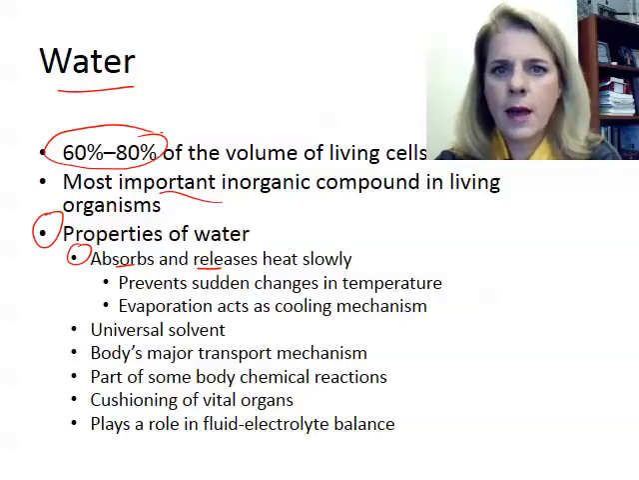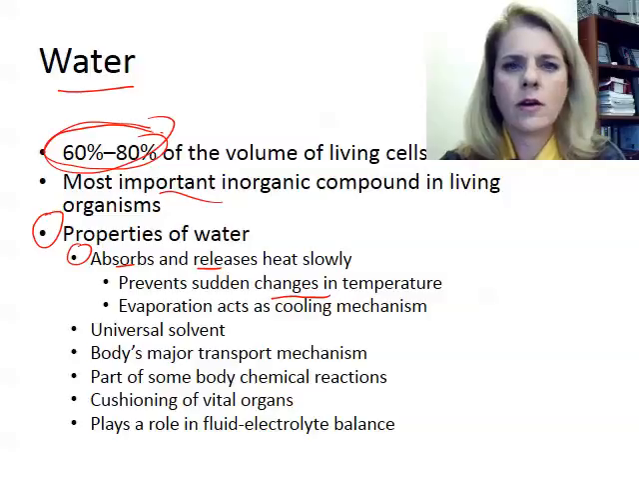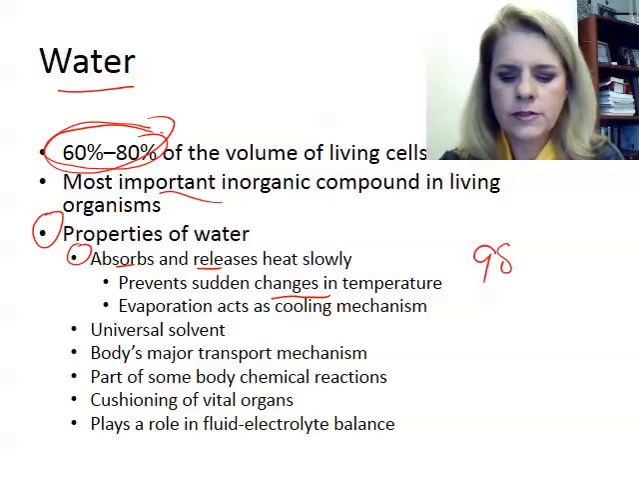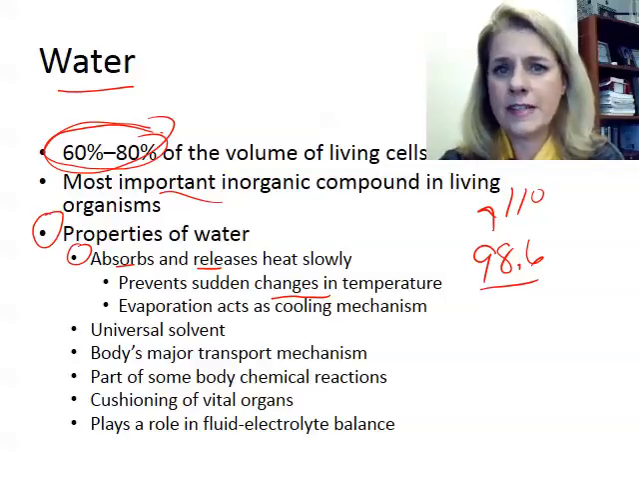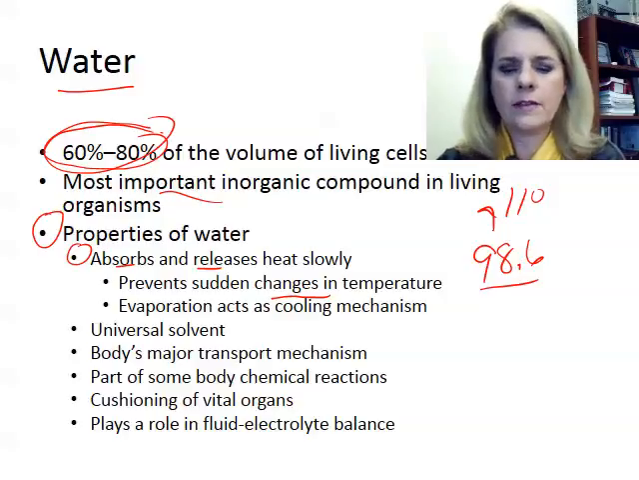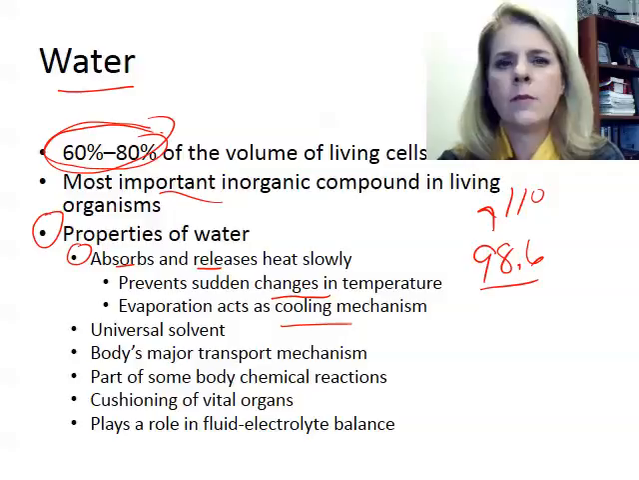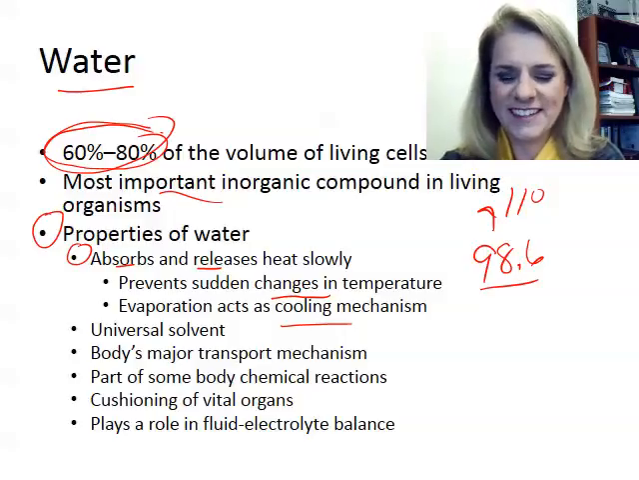Well, the same thing happens in our body. So the fact that we're mostly water prevents sudden changes in our temperature. If your body temperature is 98.6, and you walk outside and the temperature is 110, you're not immediately going to have your body temperature raised to 110. It'll take a while for the water in your body to absorb all that heat. And so we have some mechanisms to prevent that. I'll talk about that in just a second. But you won't immediately become 110 degrees. Hopefully you'll never become 110 degrees.